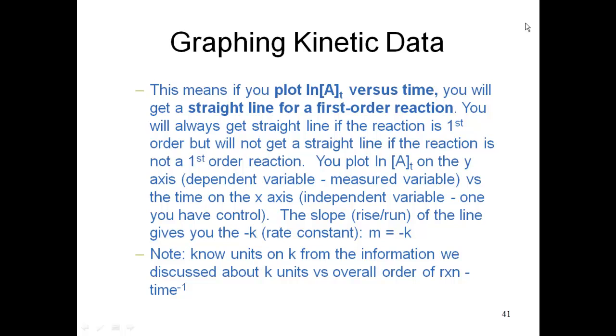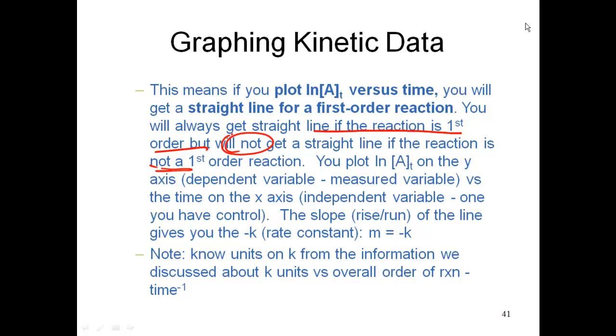This means if you plot natural log of A versus time, you will get a straight line for the first order reaction. You will always get a straight line if the reaction is first order. But you will not get a straight line if it is not first order.